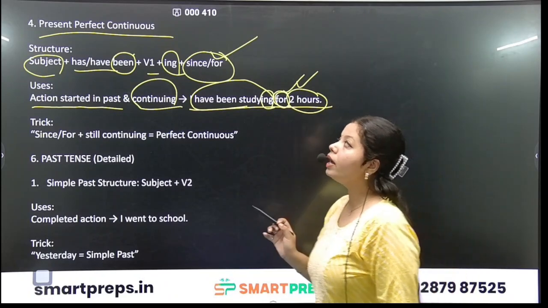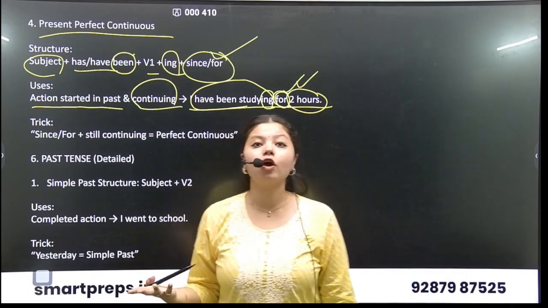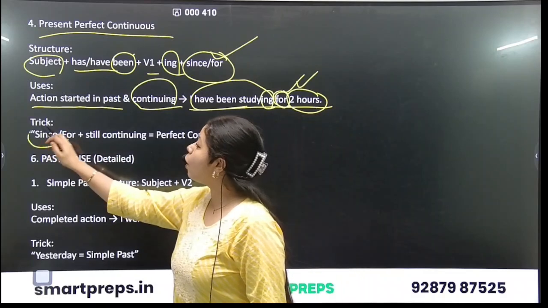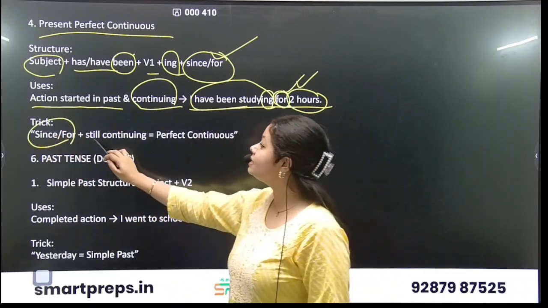Now what is the trick? Where will we use this present perfect continuous tense? Where since or for is in the sentence, plus the action is still continuing.